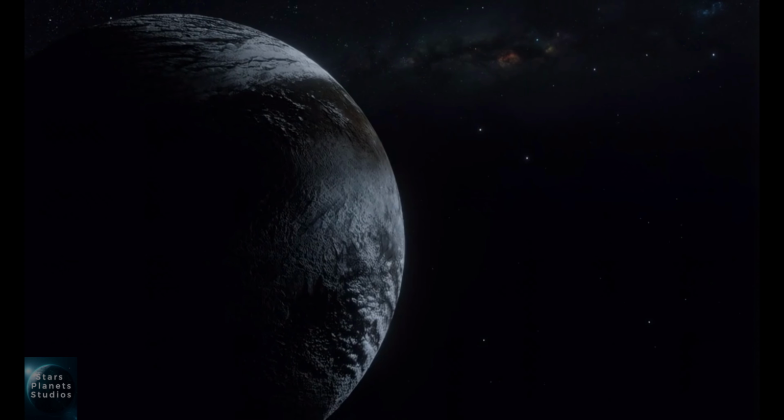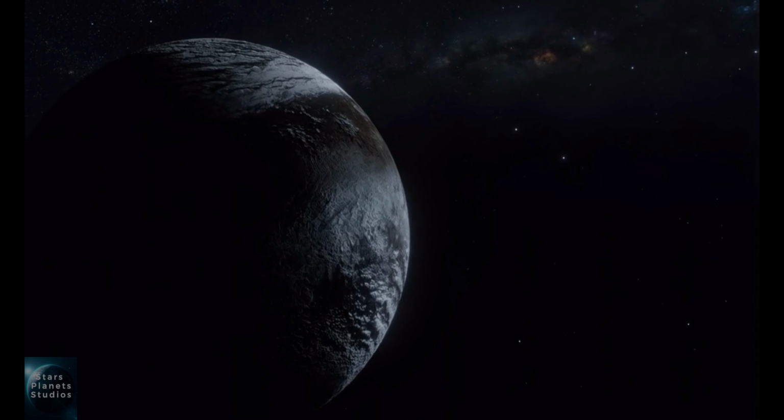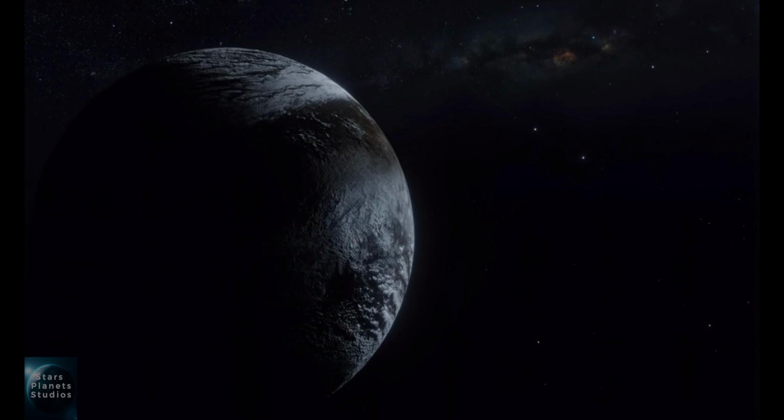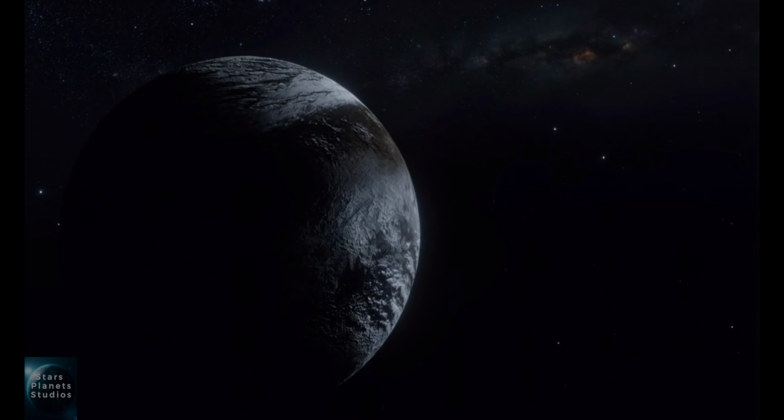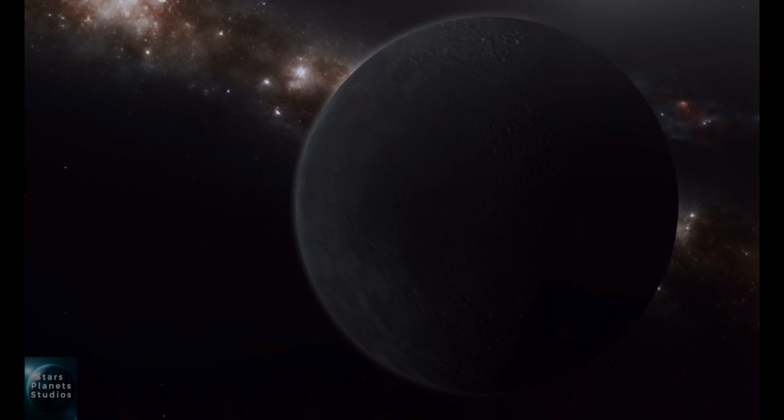Rogue planets, also known as free-floating or orphan planets, are fascinating objects in our universe because they don't orbit any star. Instead, they drift alone through interstellar space. So how do rogue planets form? There are two main ways.